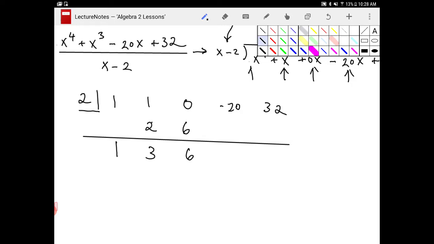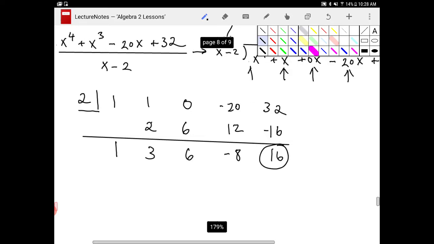2 times 6, that's 12, and we place it over here. I add, so it gets me negative 8. 2 times negative 8 gets me negative 16. And again I add, and when I add, I get positive 16. And this number right here is actually our remainder.